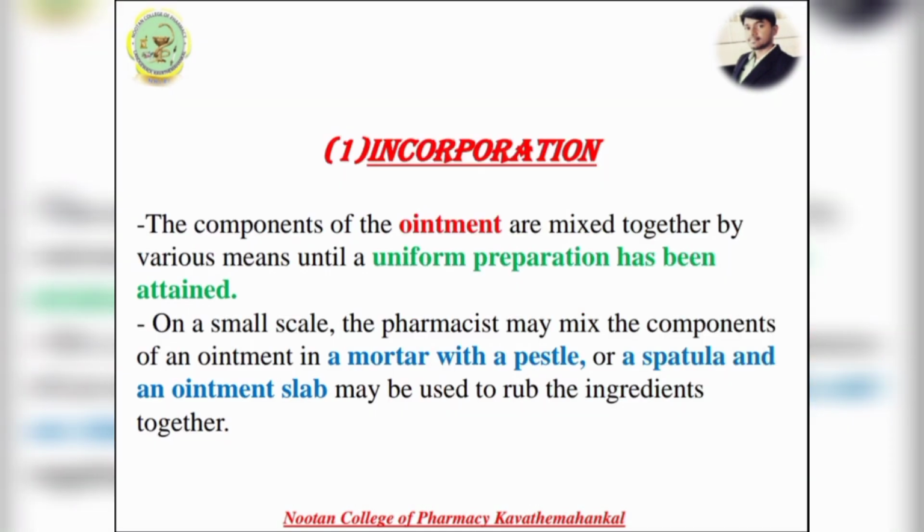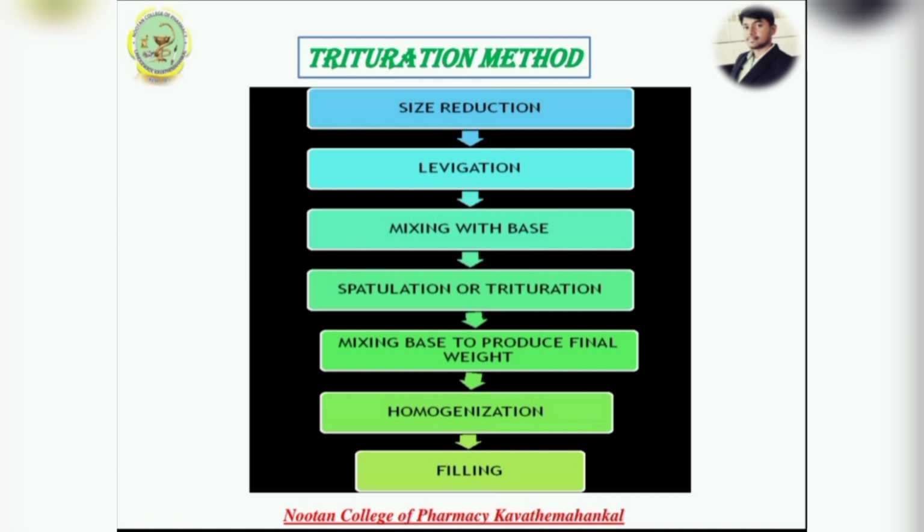The first is incorporation. The components of the ointment are mixed together by various means until a uniform preparation has been attained. On a small scale, the pharmacist may mix the components of the ointment in a mortar with a pestle and spatula, and an ointment slab may be used to rub the ingredients together. The incorporation method is an easy method. This is the flow chart of the incorporation method.